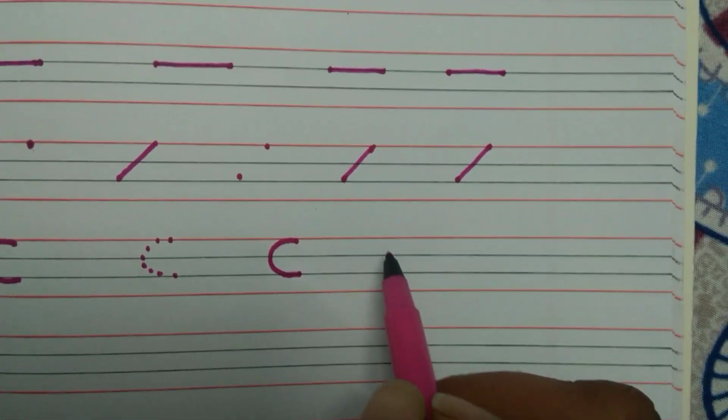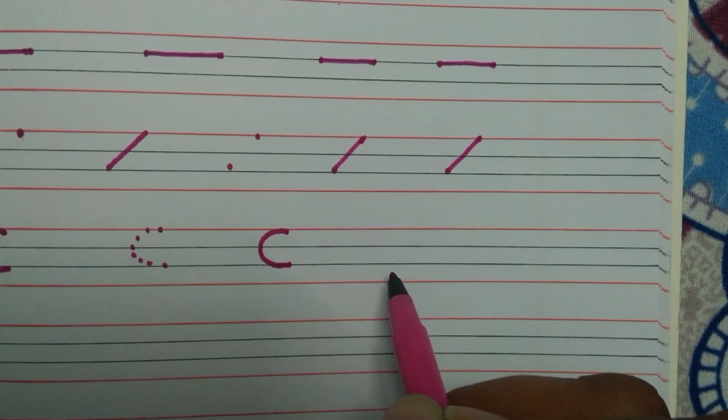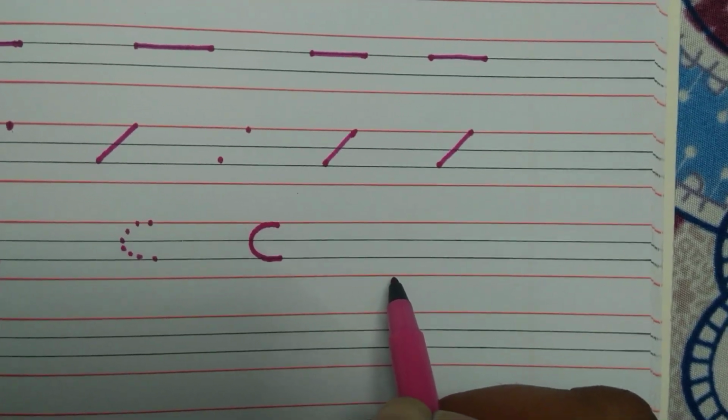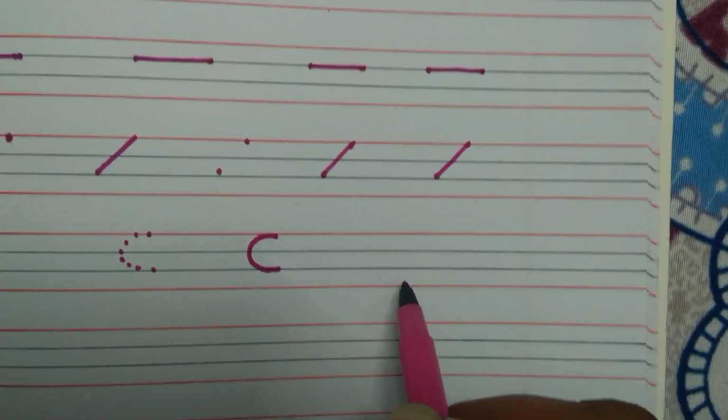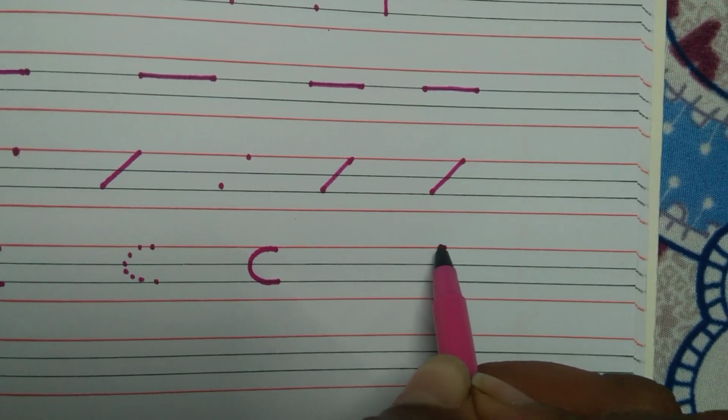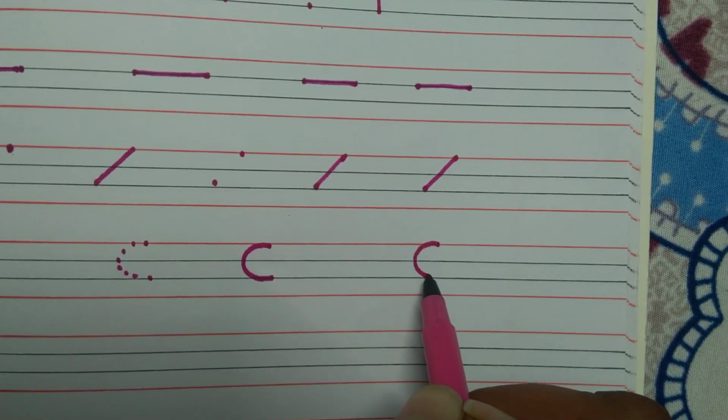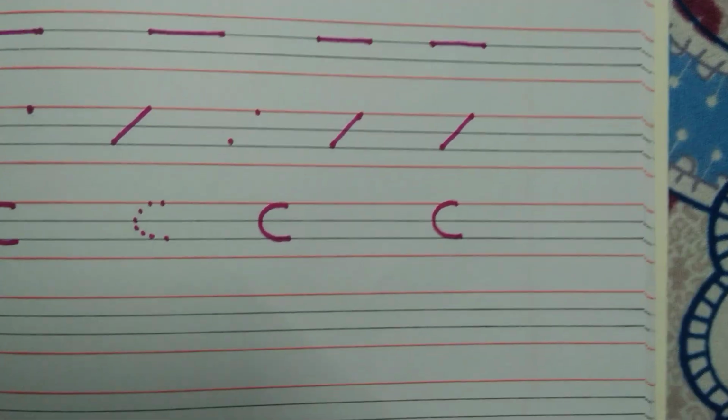You noticed one thing. We are writing in 3 lines only. We are not using this red one, this lowercase. Okay? We are writing in our 3 lines. Half circle.